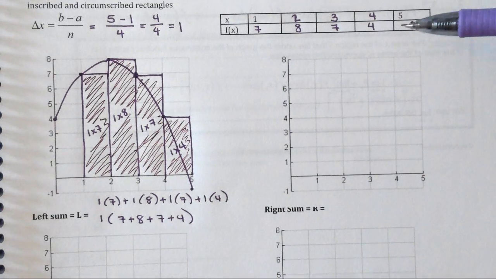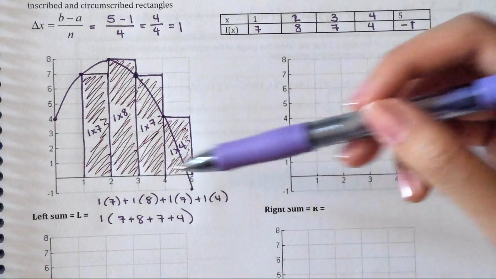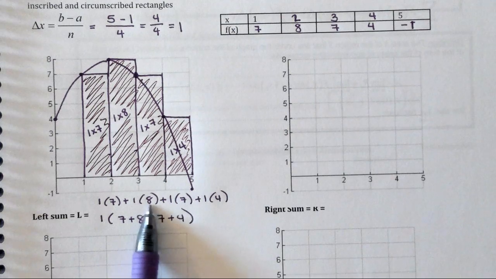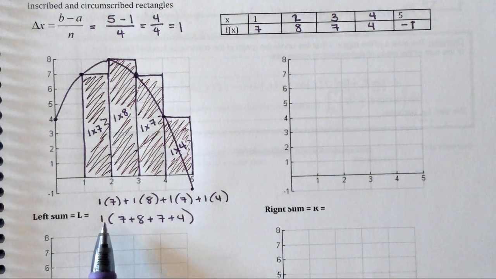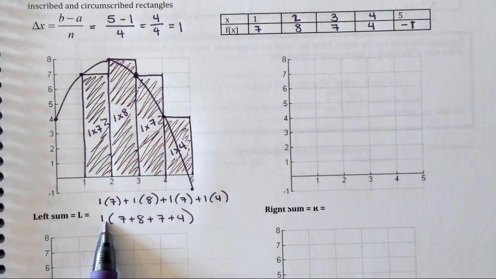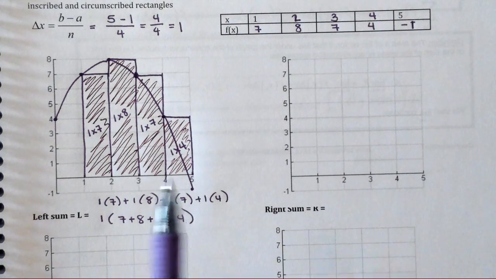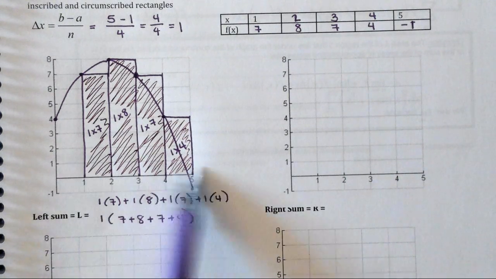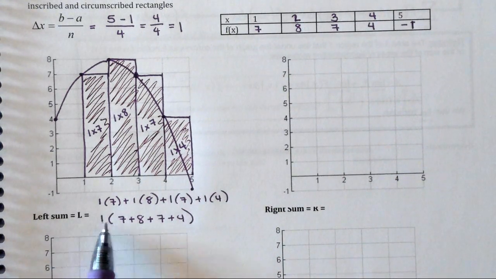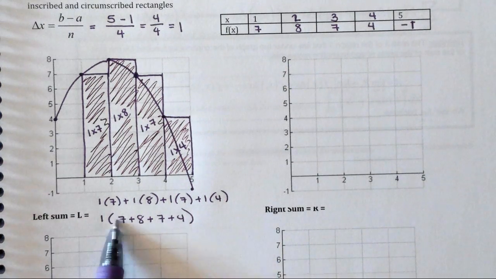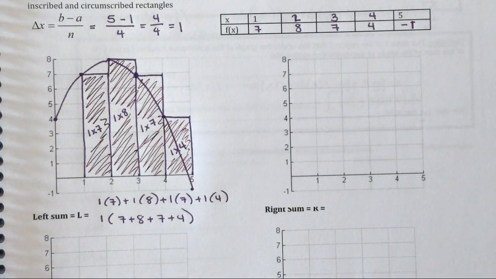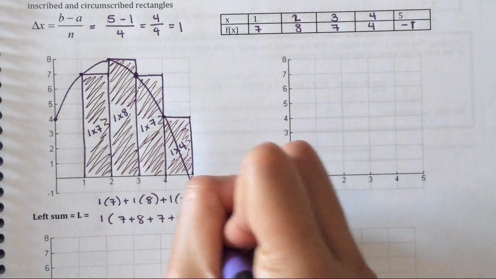Sometimes, though, they'll give you a table where the base is not the same, and so you'll have to do it this way. You can't make one giant delta x for that base. So if the bases are all the same, you can leave the 1 on the outside and then add up all the ones on the inside. Okay, so that answer is 26.